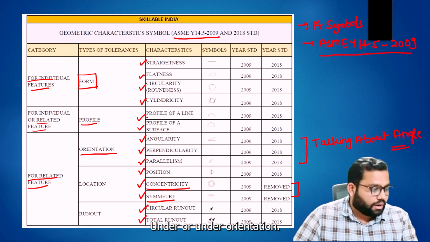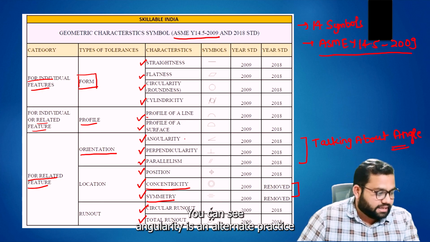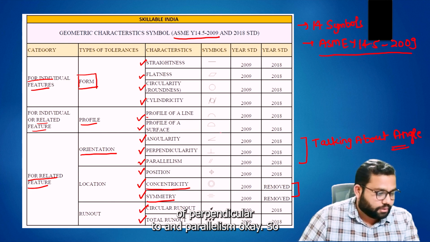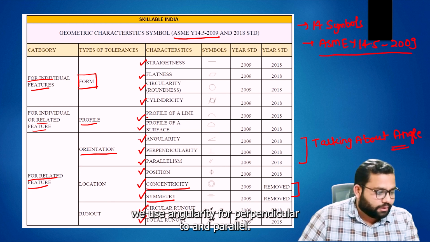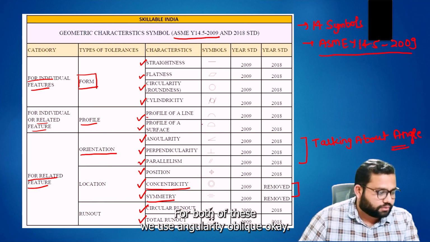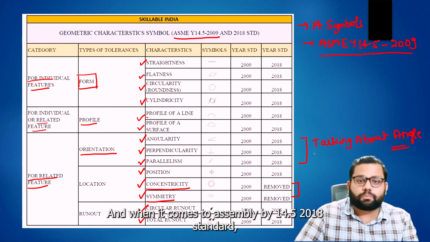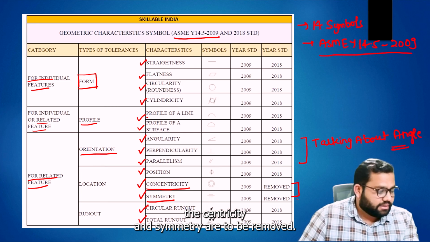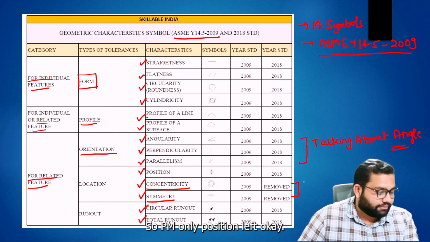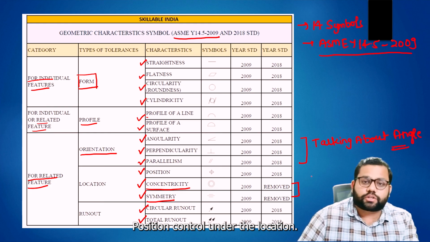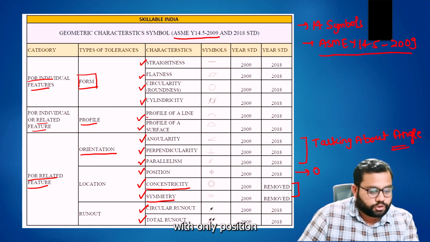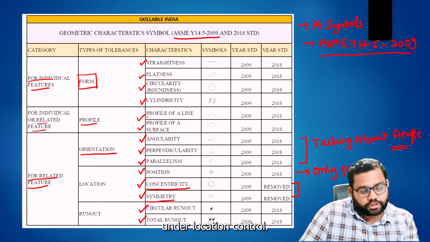All put together, we have 14 geometric characteristic symbols as per the ASME Y14.5 2009 standard. Under orientation, angularity is an alternate practice for perpendicularity and parallelism; for both of these we can use angularity only. When it comes to the ASME Y14.5 2018 standard, concentricity and symmetry have been removed. So we are left with only position under location control.